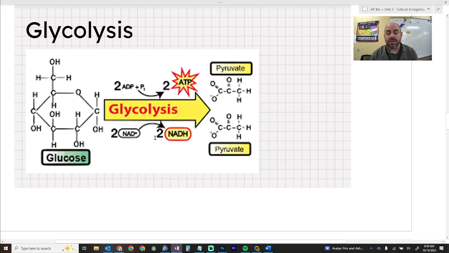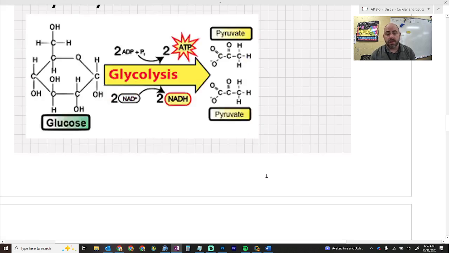These electron carriers are actually really important when we talk about fermentation, very important. These electron carriers are headed to the electron transport chain. And most importantly, we have 2 pyruvates that are made here. These are 3-carbon molecules. They're headed to the Krebs cycle. Actually, they're headed to pyruvate oxidation, then to the Krebs cycle.